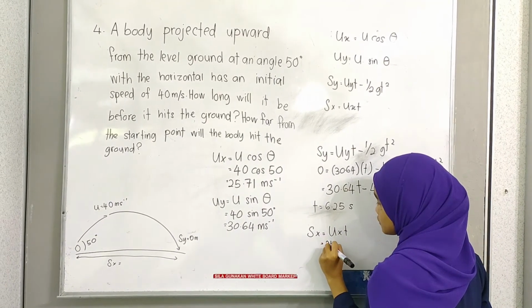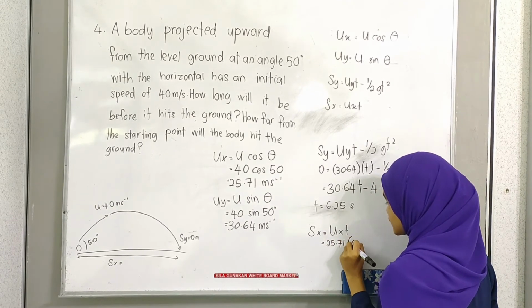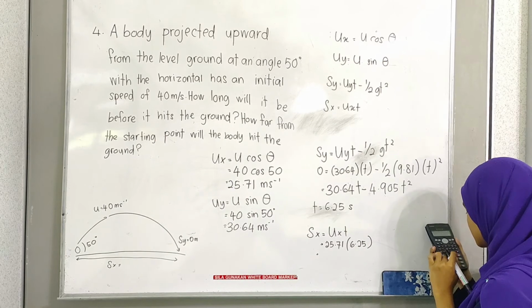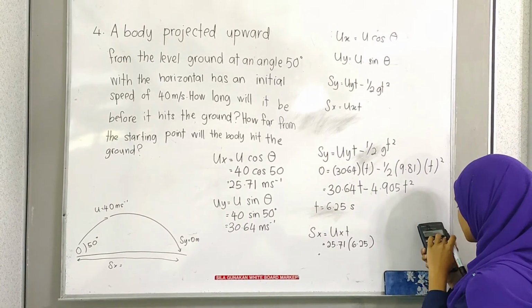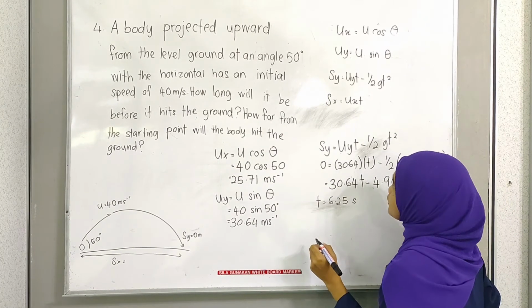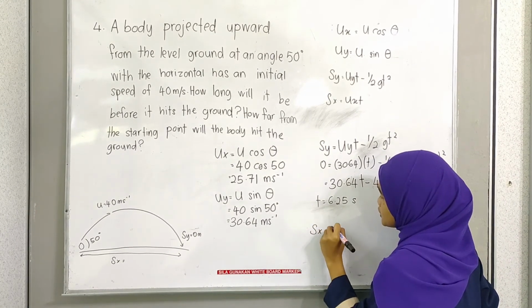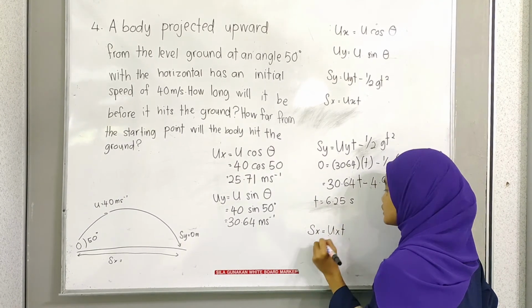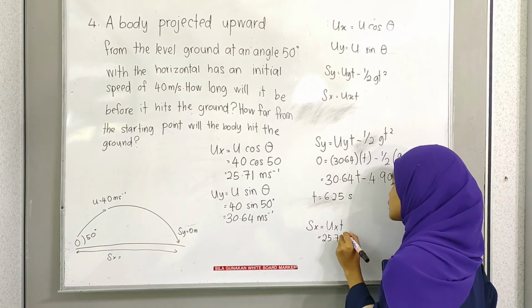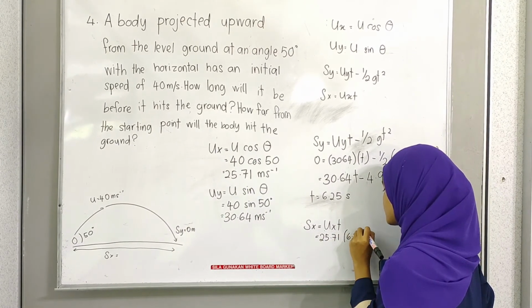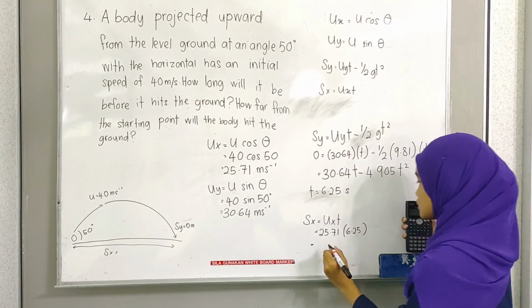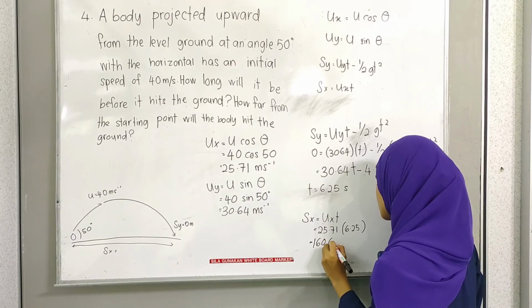Okay, then we need to find the sx using the equation sx equal to ux multiplied by t, given that ux is 25.71 multiplied by 6.25 is equal to 160.69.